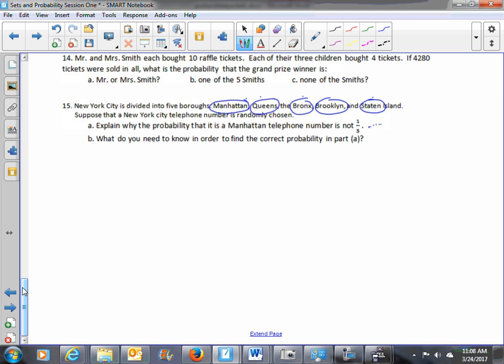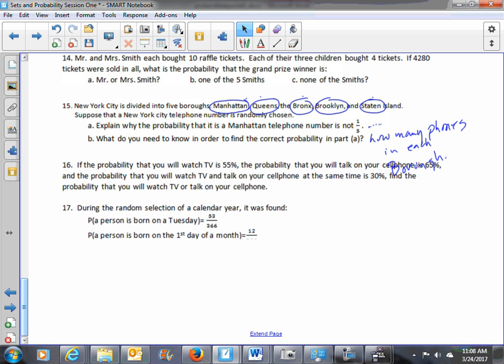What do you need to know in order to find the correct probability in part A? Well, you need to know how many phones in each borough. Now, you'd also like them to tell you the total number of phones, but if you knew how many phones there were in each borough, you could add them up to get the total number of phones in New York. All right, number 16.